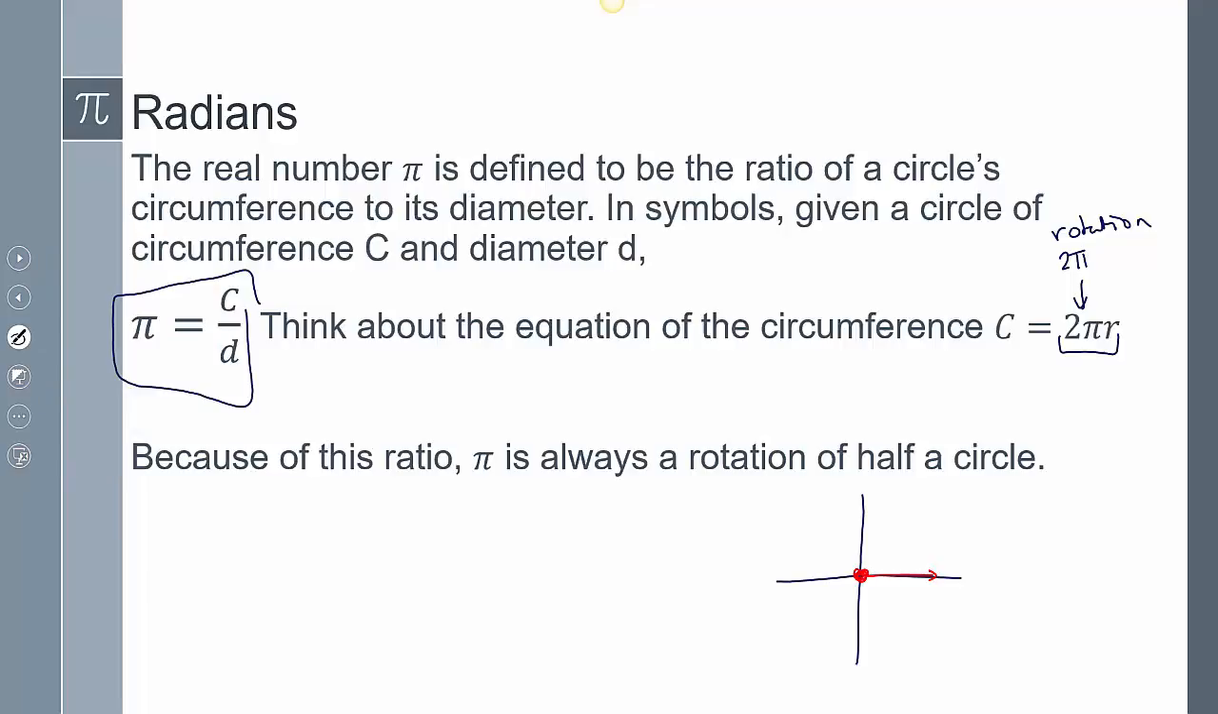And if I'm rotating 2 pi, I'm rotating the radius an entire 2 pi, which is why the red in this case would be my circumference. So that 2 pi is actually how much it's telling me to rotate. So that means 2 pi is the same as 360 degrees. Well, if I divide both sides by 2, pi is the same as 180 degrees, which means that pi is the same as half a circle.